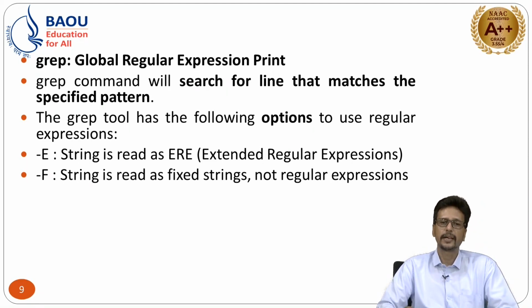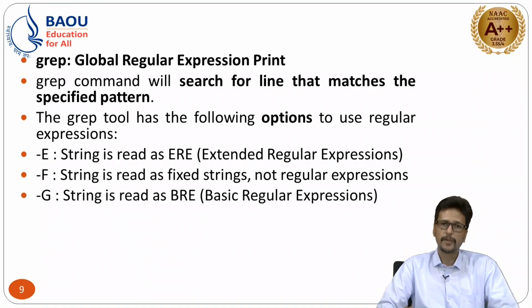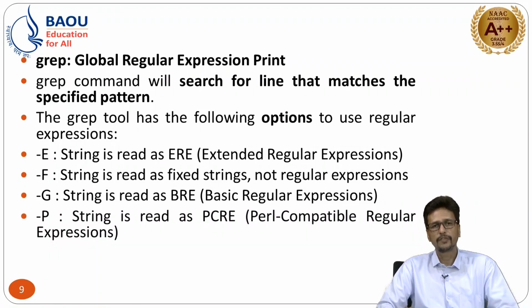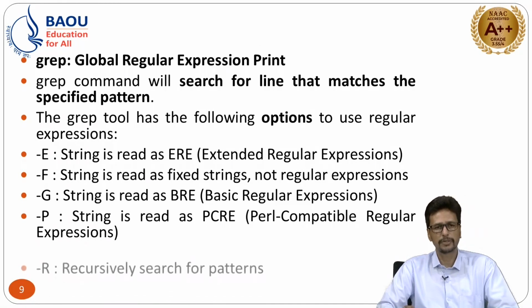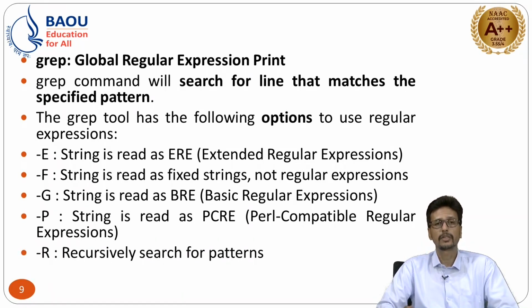Say for example, if you use the grep command with capital E option, then whatever the string is, it is read as ERE, that is extended regular expression. If you are using F, it means fixed string and not a regular expression. If you are using G, then it is basic regular expressions. If you are applying the pattern in Perl scripting, you use P, that is Perl compatible regular expressions, and R, that is recursively search for a particular pattern. So as we already discussed, if you want to search a specific pattern from a string or from a file, in that case you use these particular options.